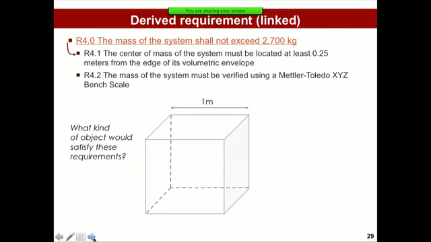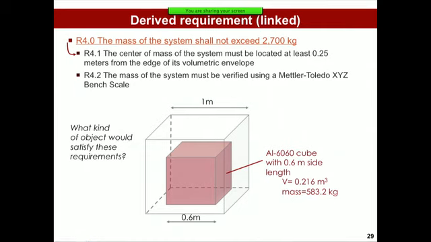So what would be an object that satisfies these requirements? So here's our 1 cubic meter envelope. So an aluminum cube with a side length of 60 centimeters, this volume and this mass, would satisfy the requirements. It's not the only thing. There's a lot of other geometries that would satisfy it, but this particular instantiation would satisfy these requirements. Okay, so that's the idea of hierarchical requirements, linking them through hyperlinks.